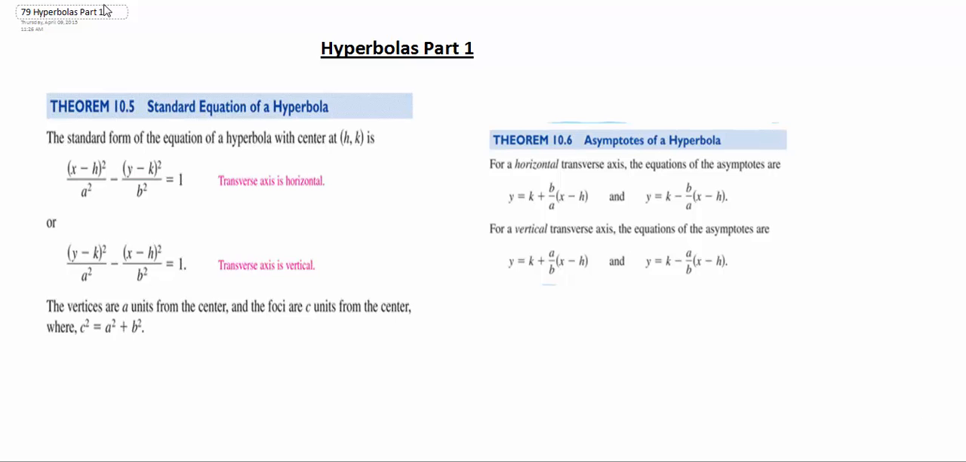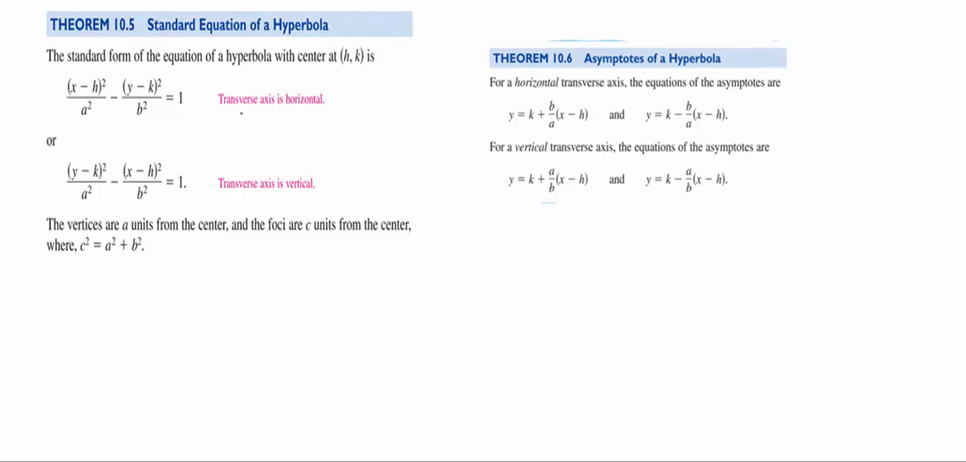In this video, we're going to look at a couple of different examples of working with our hyperbolas. Here we have our standard equations for the hyperbola, and also the formulas for the asymptotes. If we're given the equation x squared divided by 9 minus y squared divided by 25 is equal to 1, we want to identify the center, the vertices, the foci, and the asymptotes.